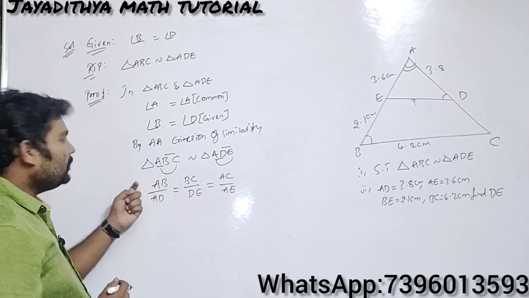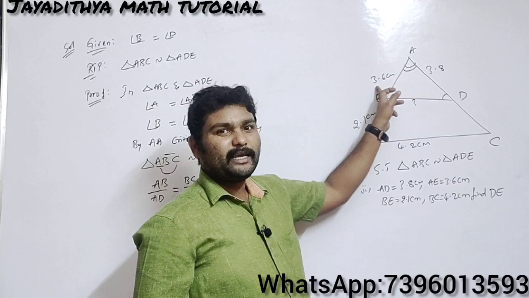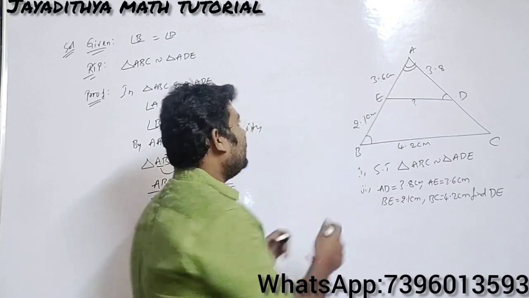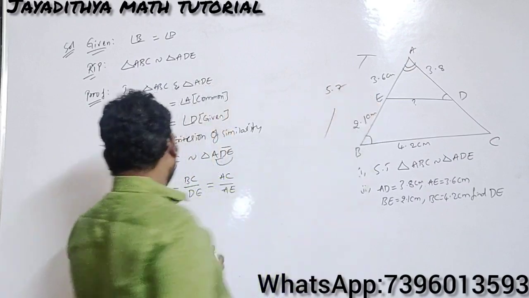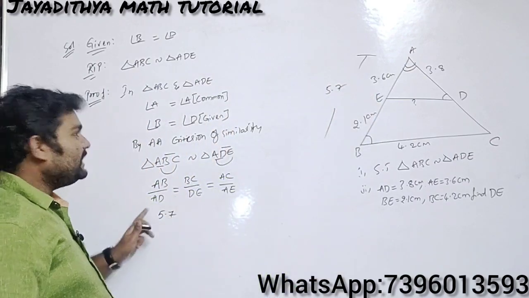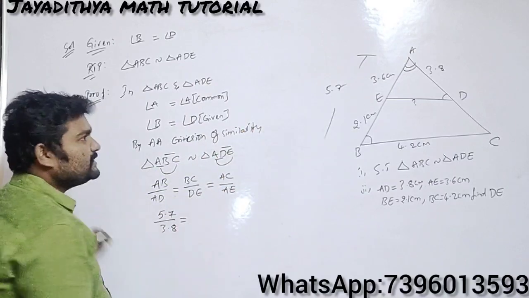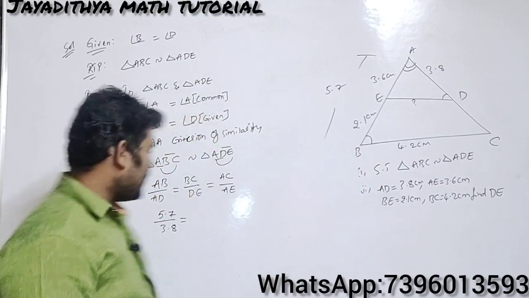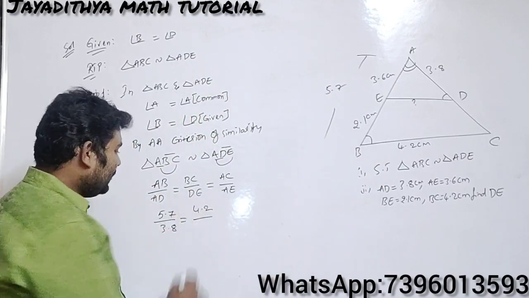First of all, write AB. What is the length of AB here? Up to AE it is 3.6 and it is 2.1. If you add them, how much will AB be? Directly we can write it, that is 5.7. So I am taking AB as 5.7. And what is AD here? AD is given as 3.8. That is 5.7 by 3.8, which is equal to BC. BC is given as 4.2 and DE, we need to find DE.